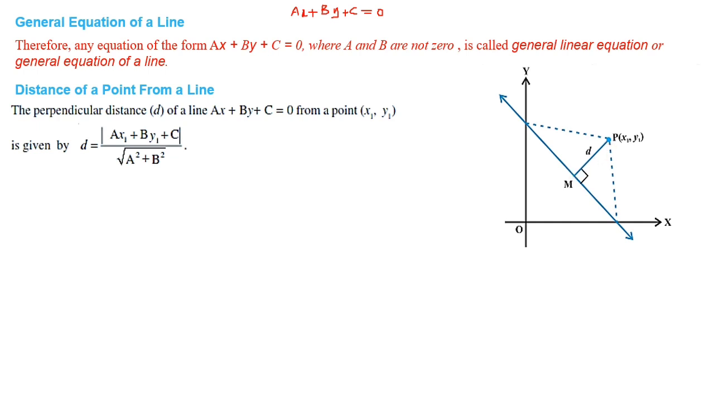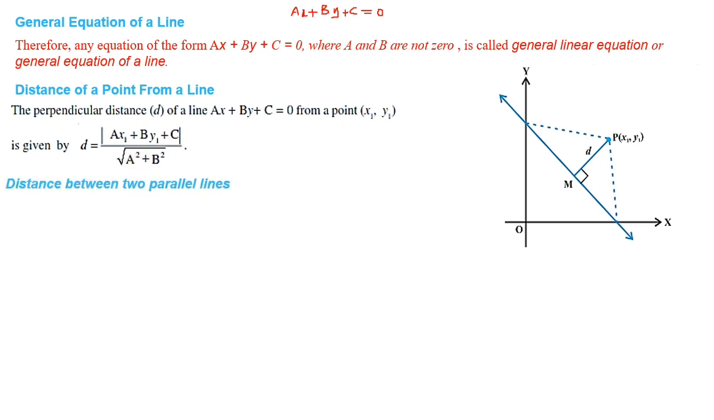The distance d of a point P x1, y1 is modulus of ax1 plus by1 plus c divided by root of a square plus b square. Here a is the coefficient of x, b is the coefficient of y, and c is a constant term. x1, y1 are the given point's coordinates, divided by root of coefficient of x square plus coefficient of y square, that means a square plus b square. So remember, d is equal to mod ax1 plus by1 plus c divided by root of a square plus b square.